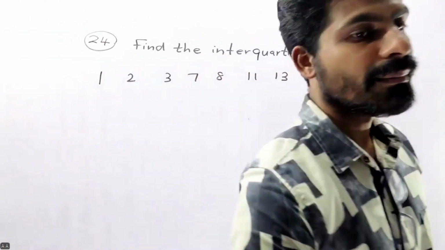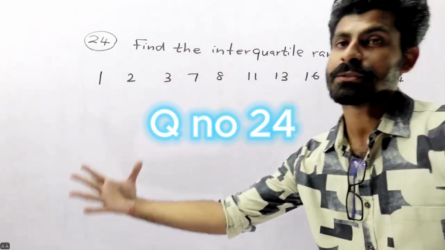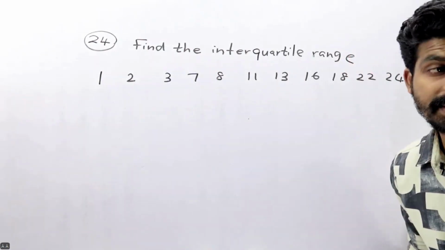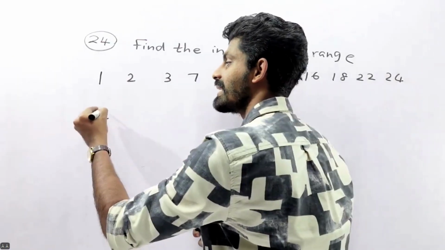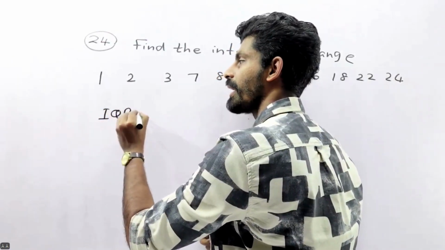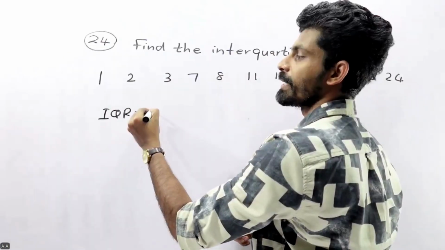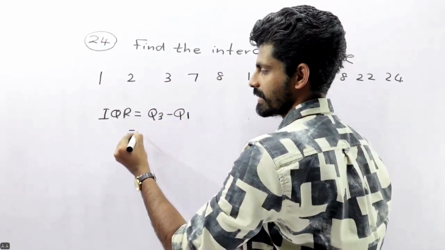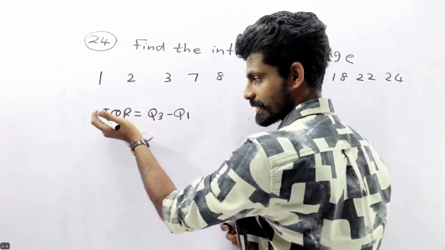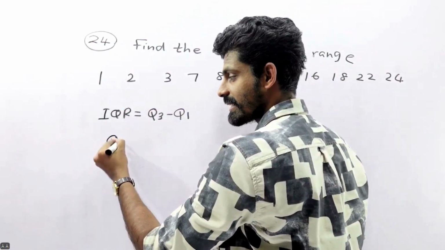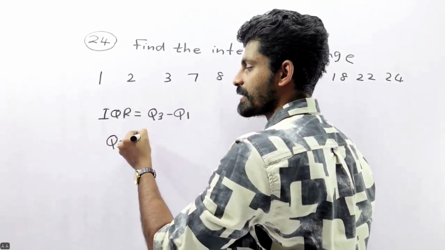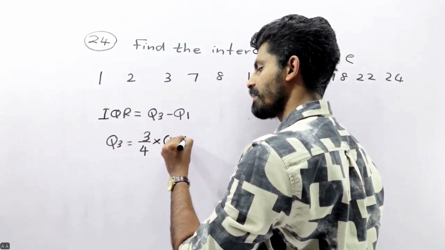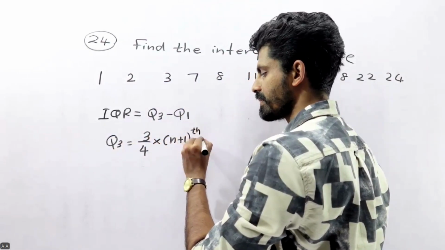Question number 24: find the interquartile range. You know that the interquartile range, IQR, means Q3 minus Q1, third quartile minus first quartile. The third quartile means 3 over 4 multiplied by the n plus 1th term.